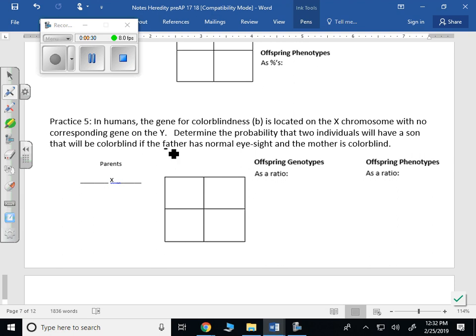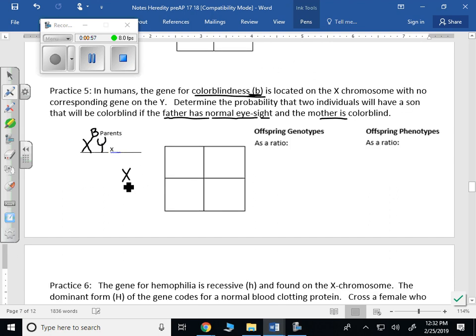So let's first talk about the genotype of the parents. Now, if color blindness is a little b, to have normal eyesight for a male, since it's sex-linked, we're going to write XY, and so we're going to use a capital B to represent normal eyesight, since it's telling us that a little b is going to represent color blindness. And then it says that the mother is colorblind. So to be colorblind, she's going to have 2 X chromosomes, and the only way that a female can be colorblind is if she has 2 of those recessive copies.